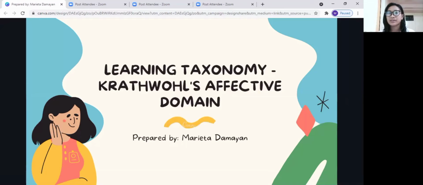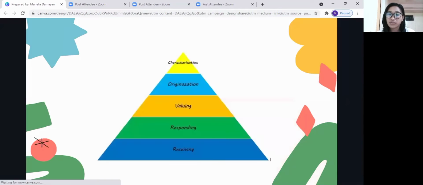Hello everyone. Now we're going to talk about Krathwohl's affective domain. So what is this all about? Its role is to identify, understand, and develop growth in learning experiences for the students to apply their learning on an emotional level. We have here the 5 levels, represented by a triangle.